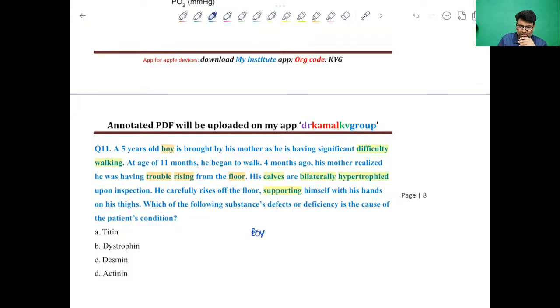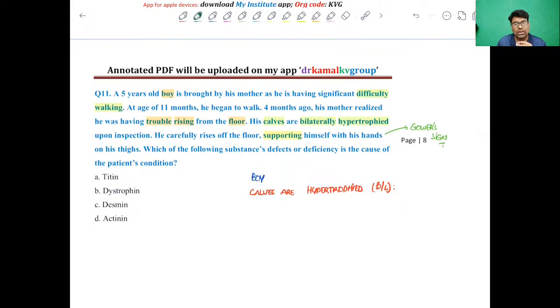Now boy, right? And here we can see the calves are hypertrophied bilaterally. And yes, this description is a typical Gower's sign, where the child tries to climb on himself while standing up, and at every step during getting up from the floor he will take support either from the floor or of his thighs.